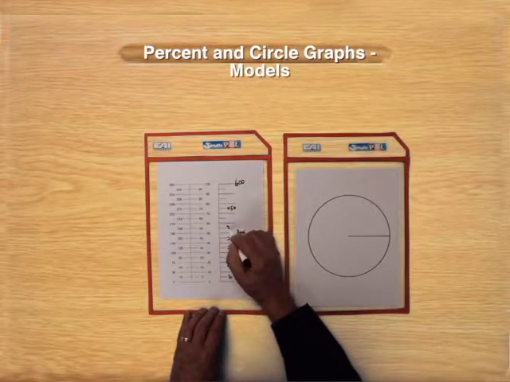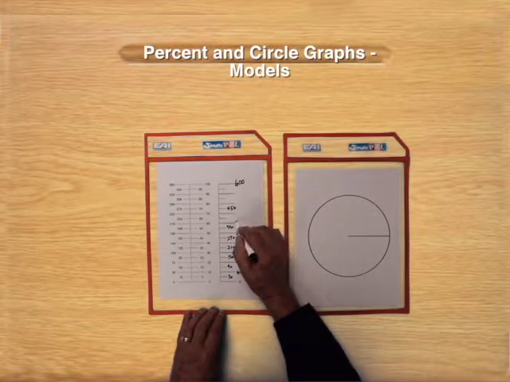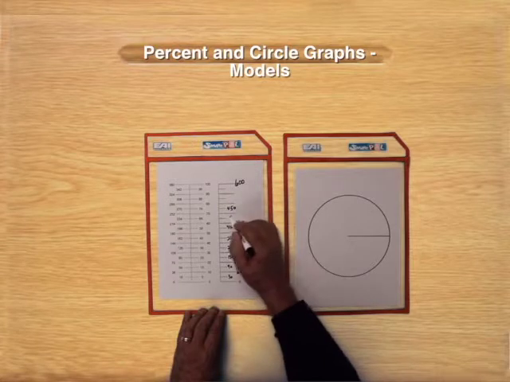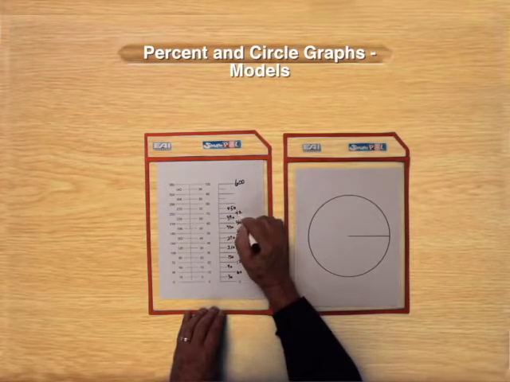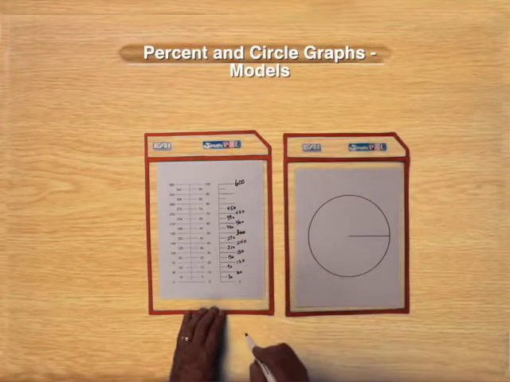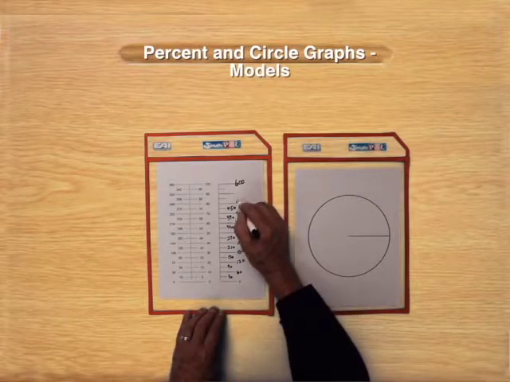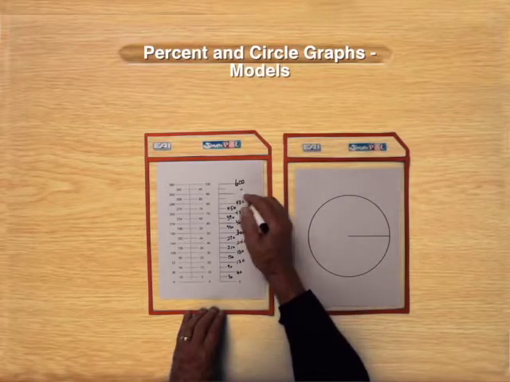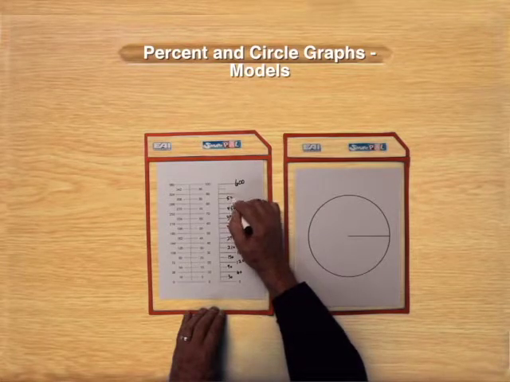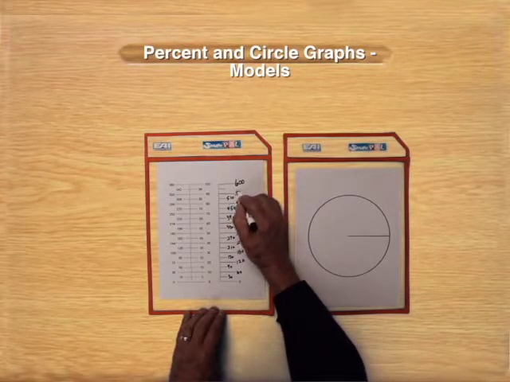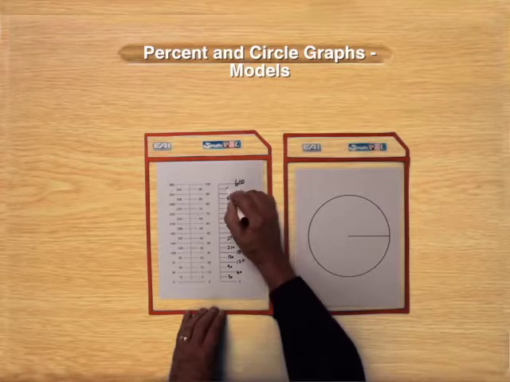Then we go to 330, 360, 390, 420, to 450. Then we go 480, 510, 540, and 570.